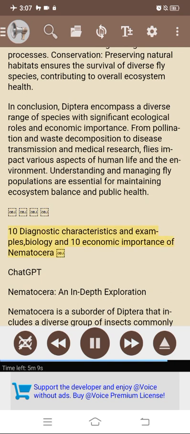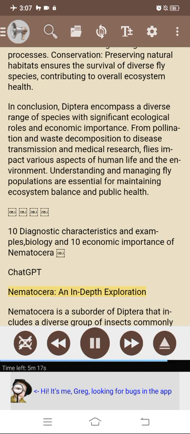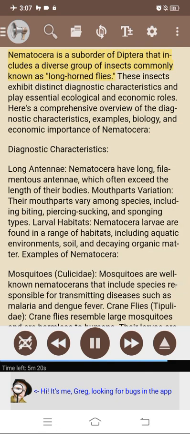Diagnostic characteristics and examples. Biology and economic importance of Diptera. ChatGPT. Diptera, an in-depth exploration. Diptera is a suborder of Diptera that includes a diverse group of insects commonly known as longhorn flies. These insects exhibit distinct diagnostic characteristics and play essential ecological and economic roles. Here's a comprehensive overview of the diagnostic characteristics, examples, biology, and economic importance of Diptera.